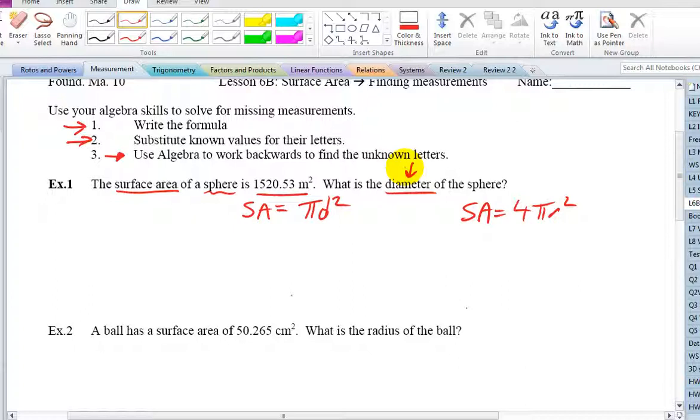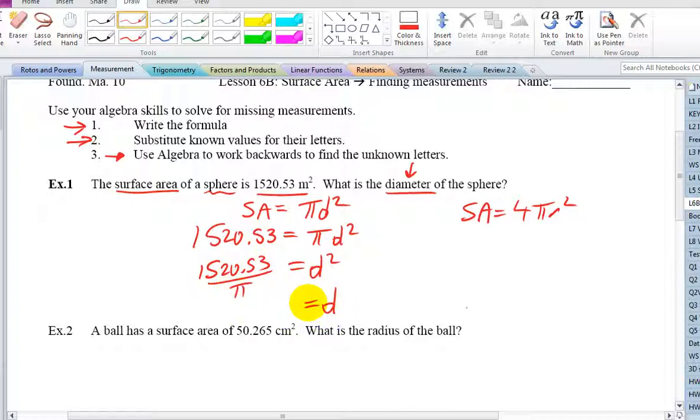All right. So what's step 2 now? Substitute. So 1520.53 equals pi times d squared. Now we have to find the diameter and work backwards. We're on step 3. So how do we get d by itself? Or d squared, rather? Divide by pi. 1520.53 divided by pi. And how do we get d from d squared? By square rooting. So square root of 1520.53 divided by pi equals d.